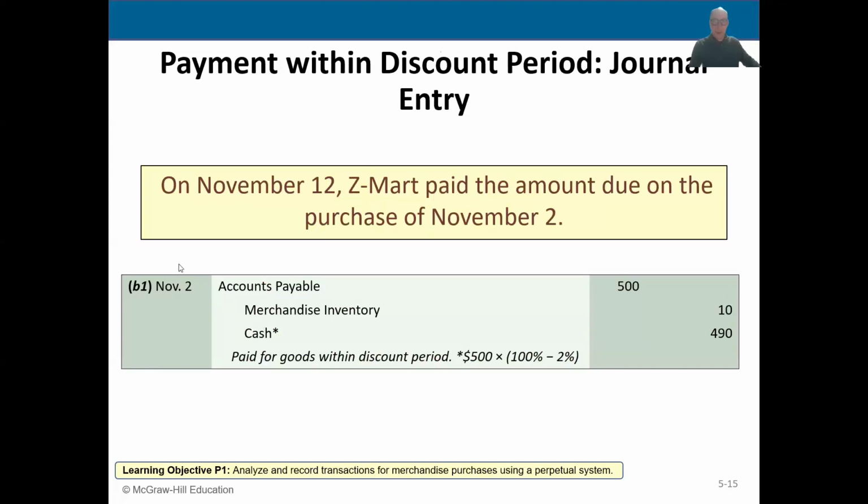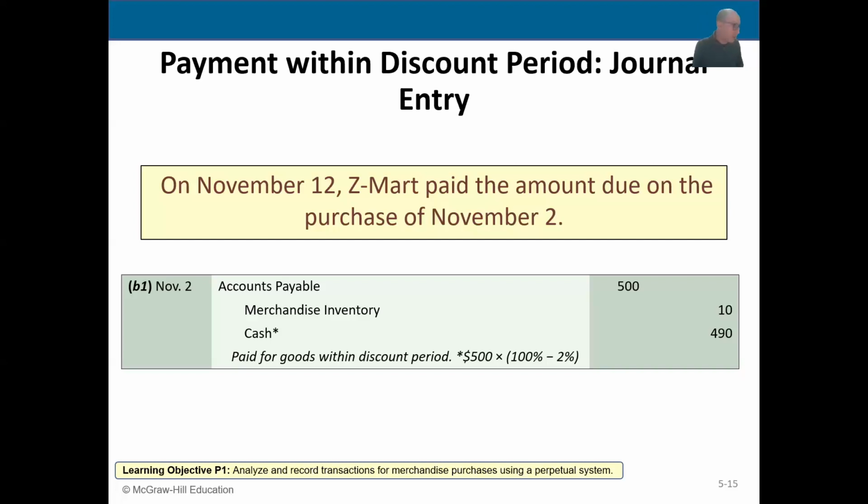1B is that you better believe we're taking advantage of that discount. Yeah, who doesn't want to save $10? So here's how we record that transaction. On November 12th, I debit accounts payable 500. I credit merchandise inventory by $10. I didn't sell $10 worth of inventory. I'm reducing the value of the inventory by the discount amount when I credit merchandise inventory. You see?